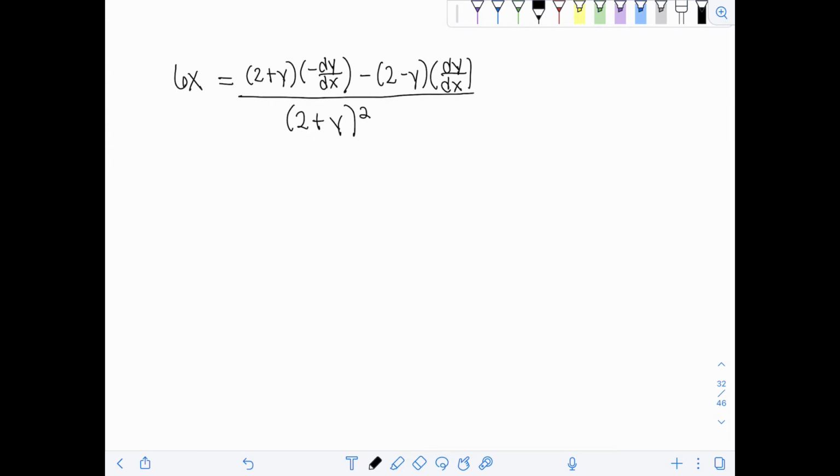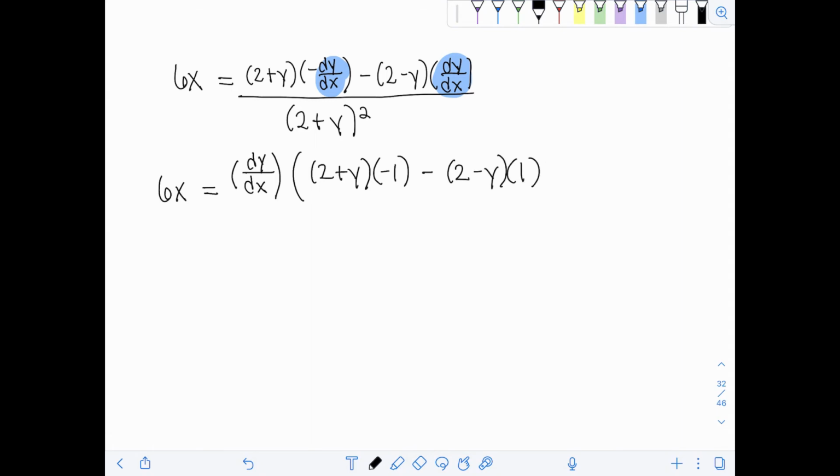Since I can see that this term has a dy dx and this term has a dy dx, I'm tempted to factor it out to simplify some steps later on. So I'm going to do that. If I rewrite it, I've got 6x is equal to, factoring out a dy dx, what's left over in the numerator: 2 plus y, and I've left this negative 1 behind because I only took out the dy dx, minus 2 minus y. When I took out the dy dx, you could have just left it blank because it's gone, but I left a 1 as a placeholder all over the denominator.